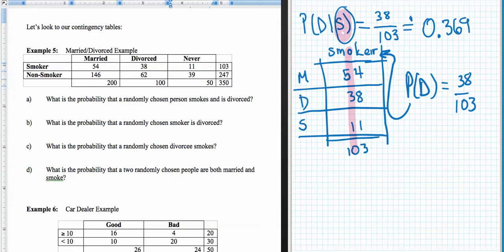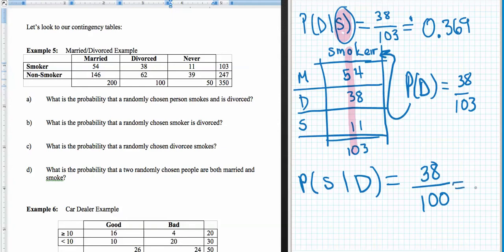Now the next one says, what is the probability that a randomly chosen divorcee smokes? Well, a randomly chosen divorcee, that's my condition. They're divorced people this time. And now I'm looking at the probability of them smoking. So this time I'm only choosing from those who are divorced, right? So that's my condition. That's my number of people I'm choosing from. And then I'm looking for the divorced smokers. So this is 38. Heck, I don't even need a calculator for that, right? That's just simply 0.380. And that's my probability of being a smoker, given that I'm only looking at divorced people. So you've got to watch for those conditional probabilities.